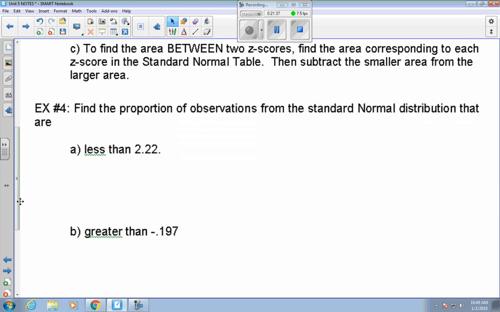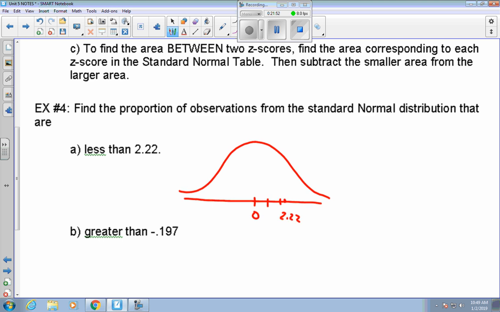So find the proportion of observations from the standard normal distribution that are less than 2.22. All you have to do is identify where 0 is, 2.22. Less than 2.22 is right here. Proportion, that's okay. They're talking about proportion. They can talk about percentages. They can call it cumulative area. They'll use a lot of different terms. So less than 2.22, that's just standard cumulative area.